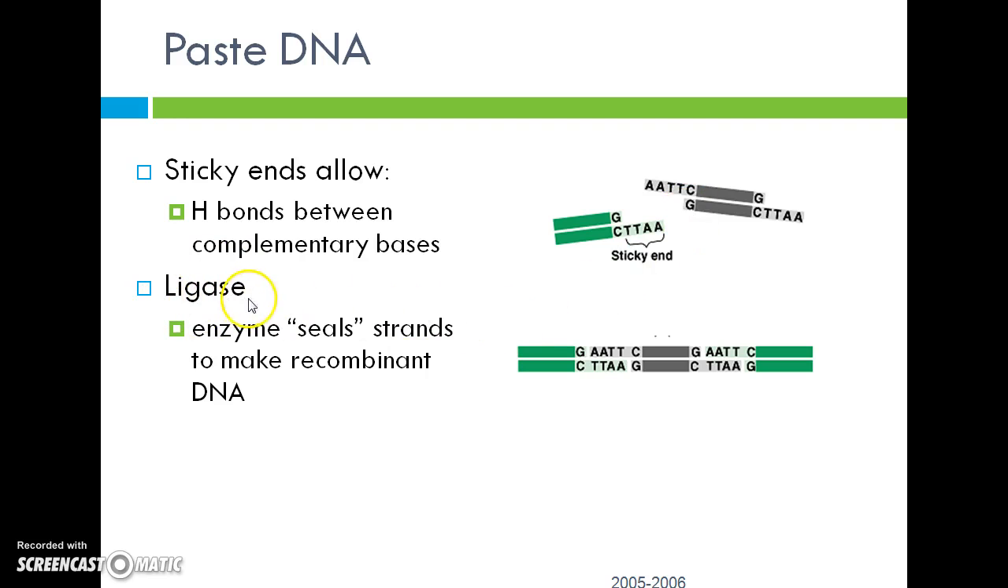Now the enzyme ligase, which you're familiar with from sealing together the Okazaki fragments in normal DNA replication, is going to do the same job here. It's going to bind our gray strand of DNA with our green strand of DNA to form that entire recombinant DNA molecule. So these are the two important things that we need in order to paste two different organisms' DNA together, or inserting a specific gene into another piece of DNA.